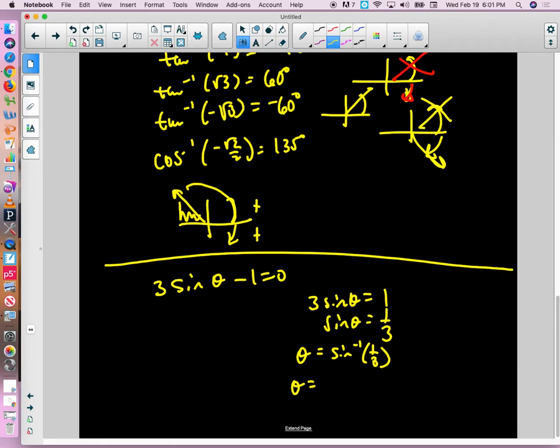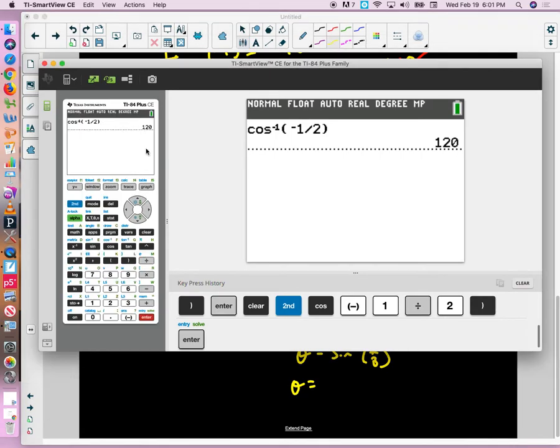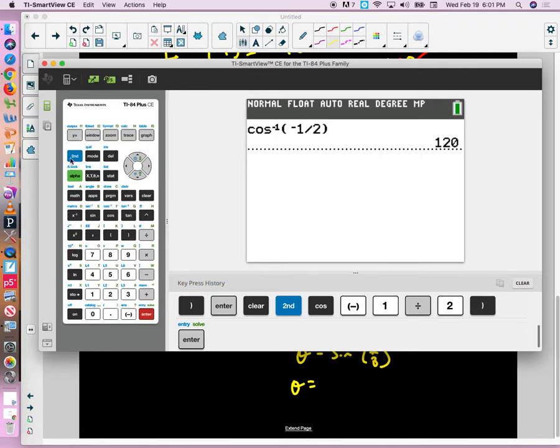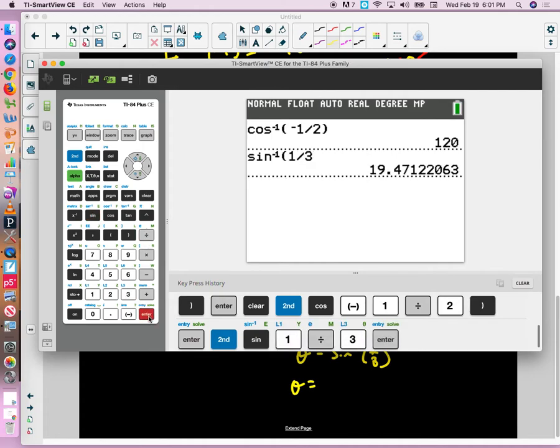And now when I go to my calculator, I know this has only been programmed to kind of give me some help, not to answer my question. So if I go inverse sine of 1/3, if I'm in degrees or radians, it gives me 19.471 degrees.